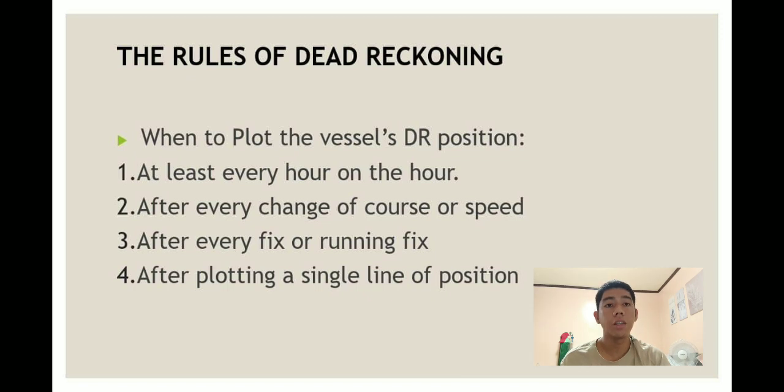The rules of dead reckoning. When to plot the vessel's DR position: 1. At least every hour on the hour. 2. After every change of course or speed. 3. After every fix or running fix. 4. After plotting a single line of position.